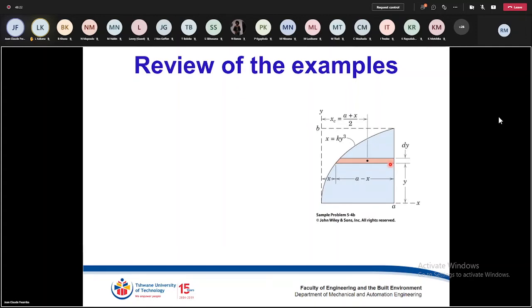Right? So now to work out my dA, the area, it will be length times thickness. So (a − x) times dy. Right? So let's be careful about that.